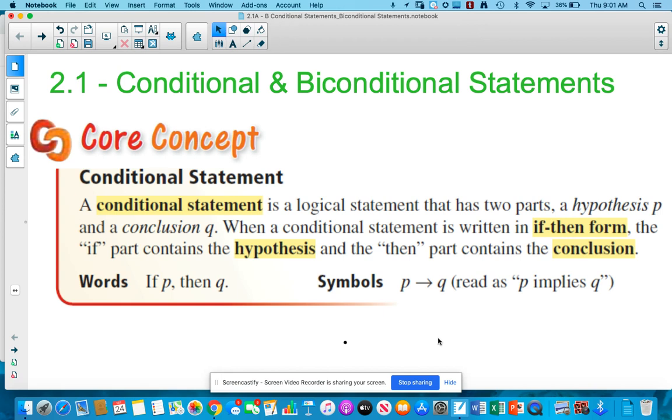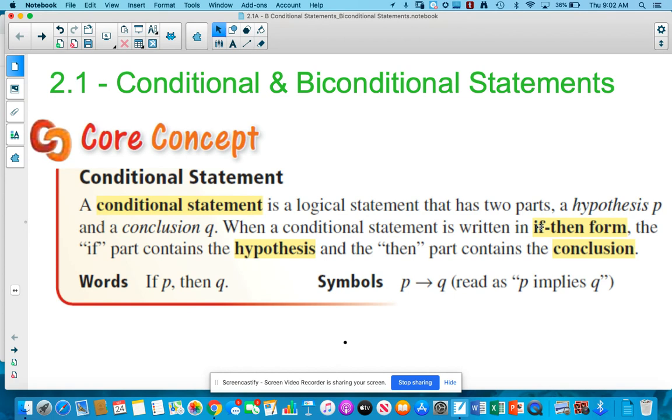All right, so chapter 2, section 1 talks about conditional and biconditional statements. So let's talk about a conditional. A conditional statement is a logical statement that has two parts: a hypothesis, which we represent with the letter P, and the conclusion, which we represent with the letter Q. Okay, and so you're going to write these in if-then form.